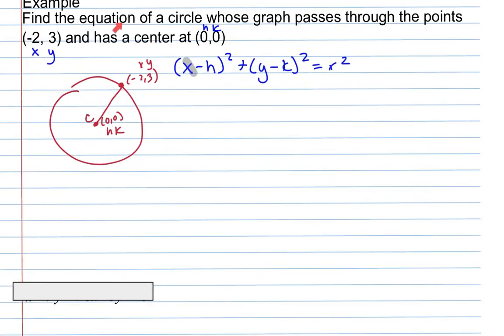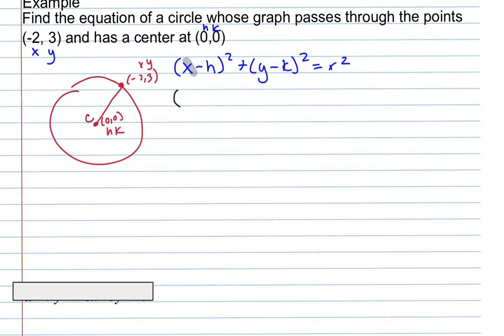It says find the equation of the circle whose graph passes through the point -2, 3 and has a center of 0, 0. So this is our center, which is 0, 0, which is our h and k. And this is one of the points on the circle, which is -2, 3. That's going to be our x and y. This is our standard form equation that we learned in Math 2. We're going to substitute in our values to find our r, which is our radius.